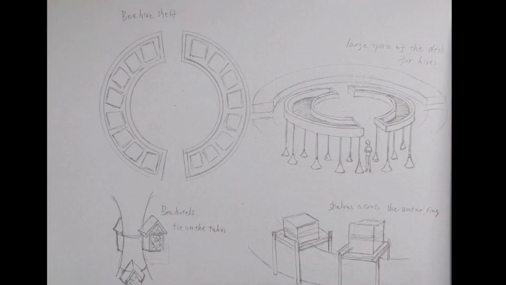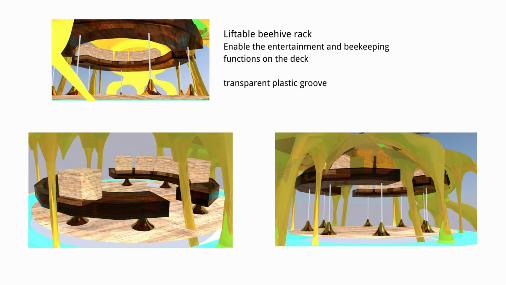This is a new design of the beehive shelves. We designed 3 kinds of beehive shelves, and each of them has a different location in the boat. This is the effect of one kind of shelf. It can lift up and down so that it enables both the entertainment and the beekeeping functions on the deck.